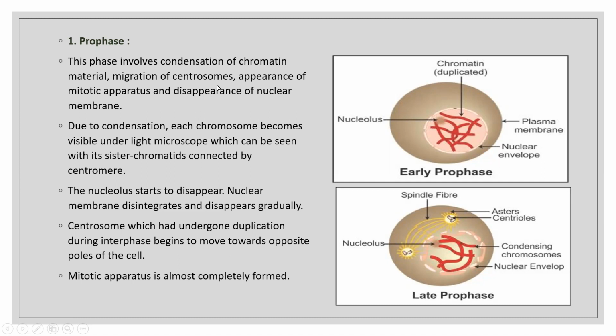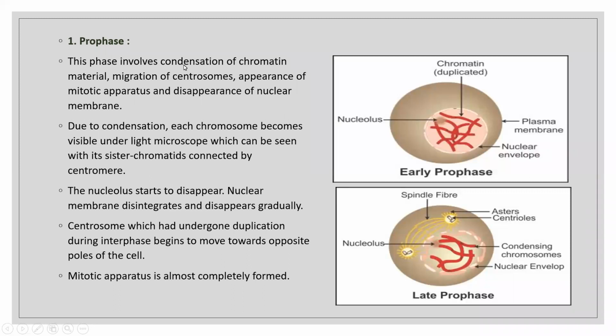And then migration of centrosomes. Now what exactly are centrosomes? Besides the nucleus, you can see centrosomes. Centrosomes always give rise to centrioles. Two centrioles are formed from a single centrosome. So these are centrioles, and centrioles are always formed from the centrosome. Then appearance of mitotic apparatus. Now mitotic apparatus refers to formation of spindle fibers. So mitotic apparatus means what? Spindle fibers.